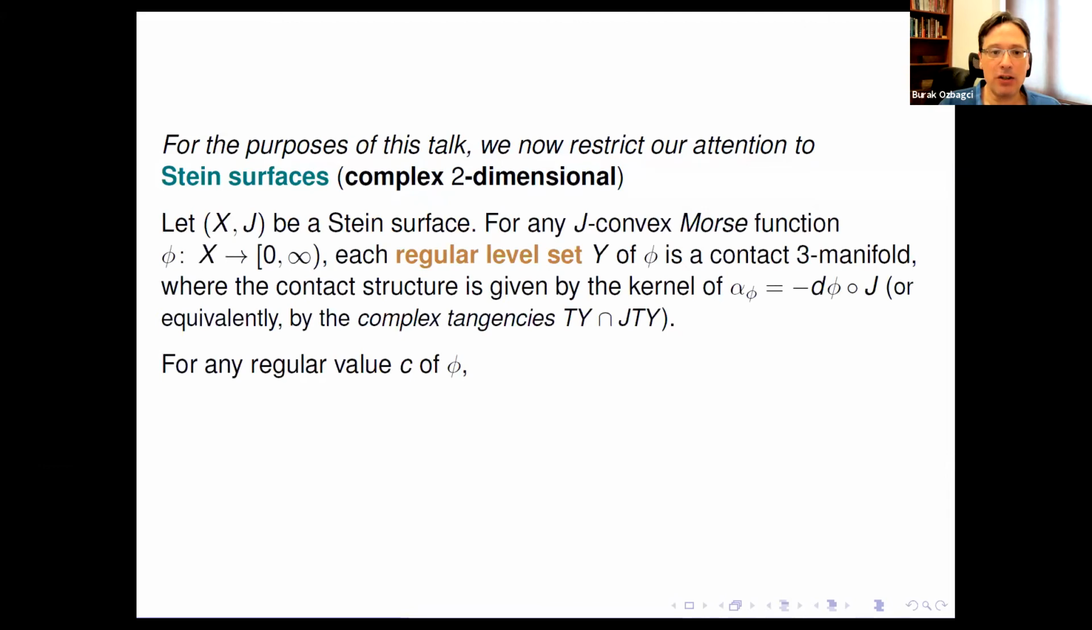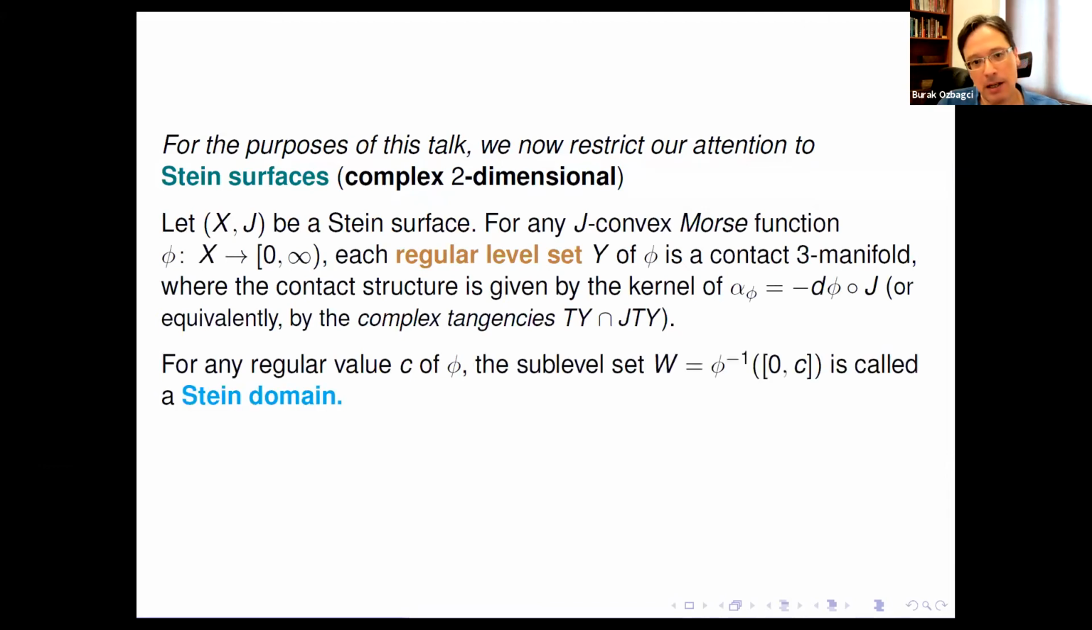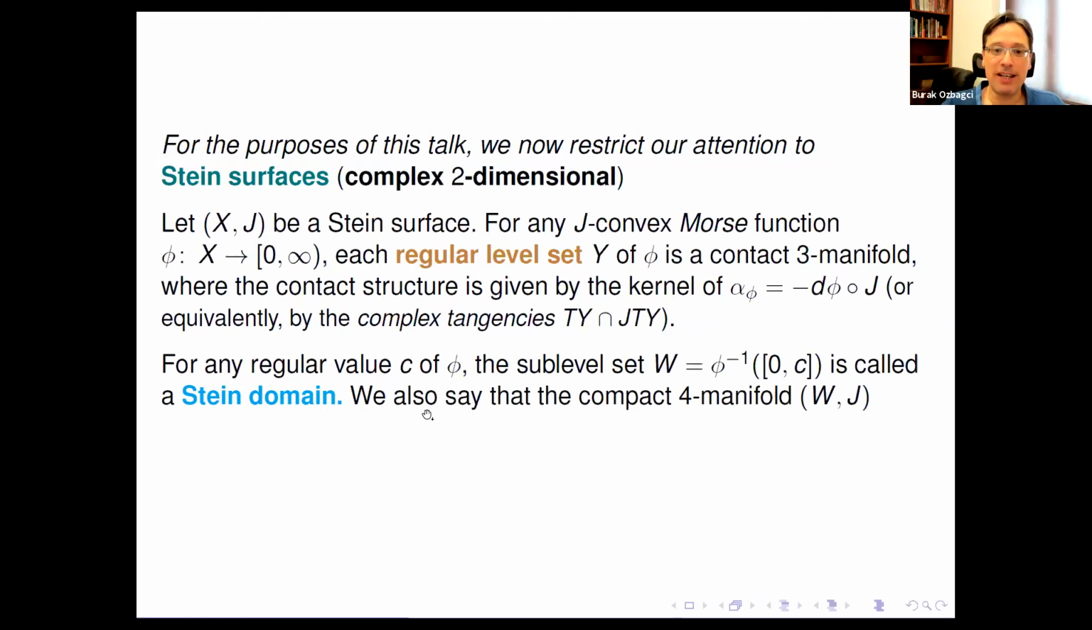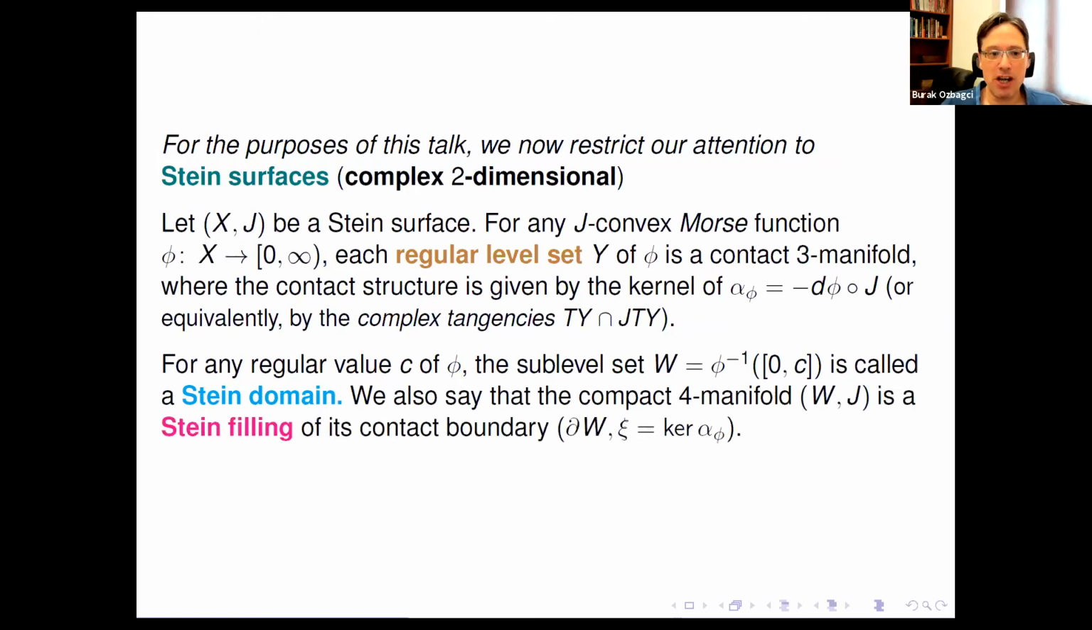For any regular value C of phi, the sublevel set W, which is phi inverse of the closed interval from 0 to C, is called a Stein domain. We also say that the compact four-manifold W is a Stein filling of its contact boundary, the boundary of W, with psi being the kernel of alpha, which is equivalently the complex tangency.